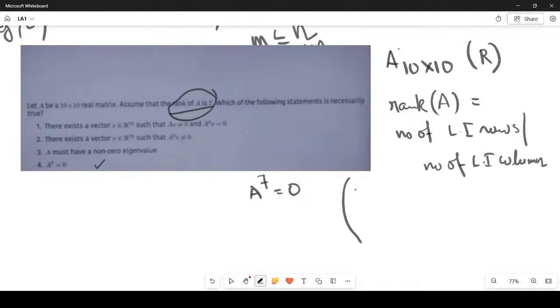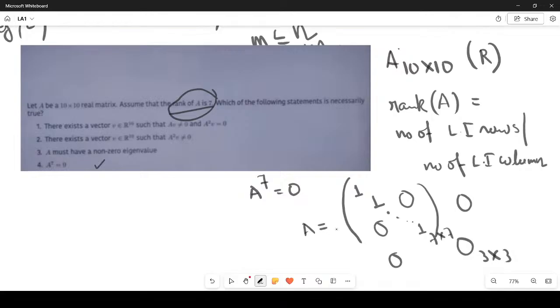If you construct it this way: since the rank of A is equal to 7, first you take a 7 cross 7 identity matrix. Everything on the diagonal will be 1 and all other elements are 0, right? Here also it will be a 3 cross 3 matrix. So this is a 7 cross 7 matrix. Definitely, if it is an identity of order 7, then A to the power 7 cannot be 0. So this option is not correct.